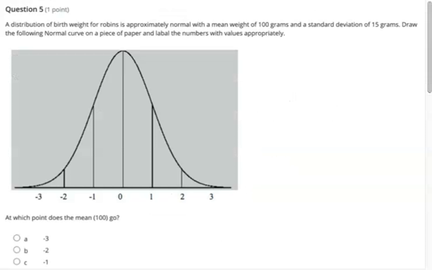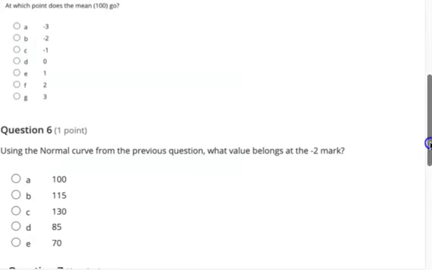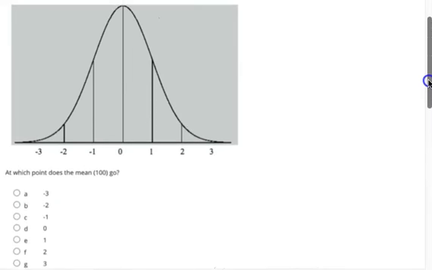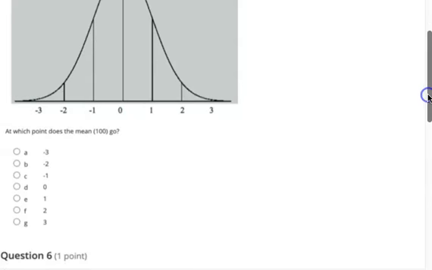Okay, question 5. So we're done using the chart for the rest of this quiz. Distribution of birth weight for robins is approximately normal with a mean weight of 100 grams and a standard deviation of 15. Draw the normal curve on a piece of paper and label the numbers with values properly. Okay, so the first one says at what point does the mean go? The mean goes at 0. Okay, so that's question 5. The mean goes straight down from the top.